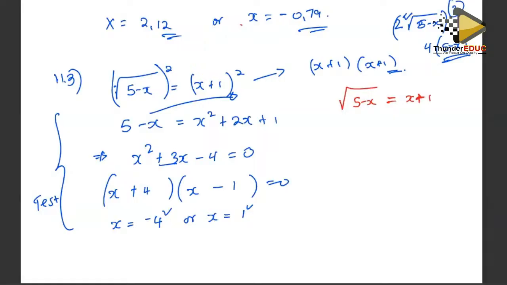So let's start with the positive 1. So 5 minus 1 is going to be a 4. Square root of 4 is going to be a 2. And then 1 plus 1 gives us a 2, which means this solution is valid.